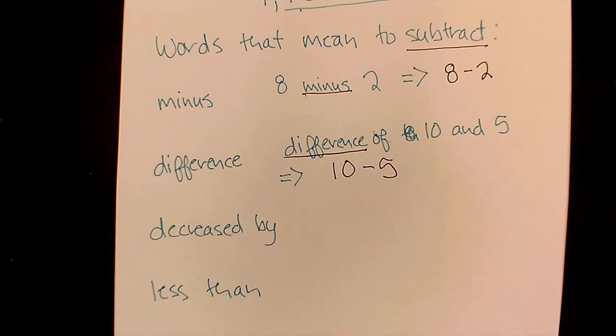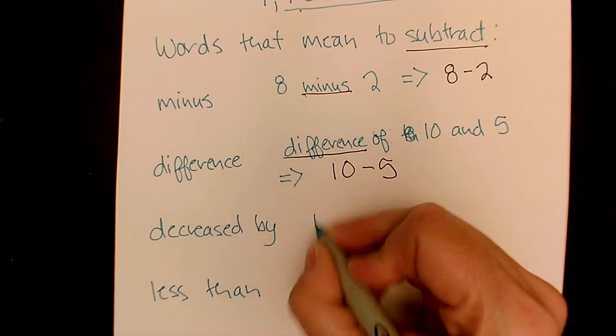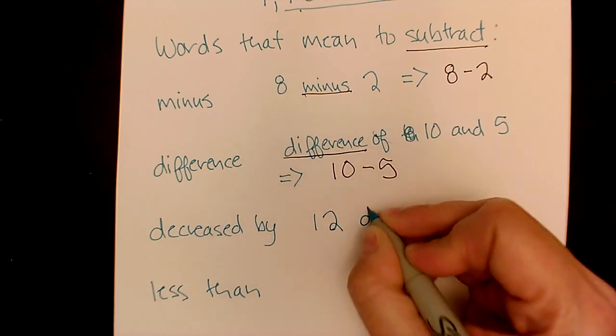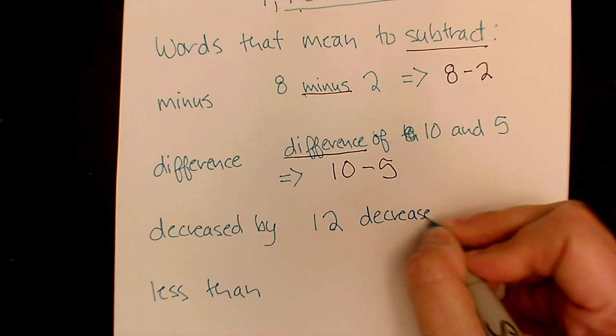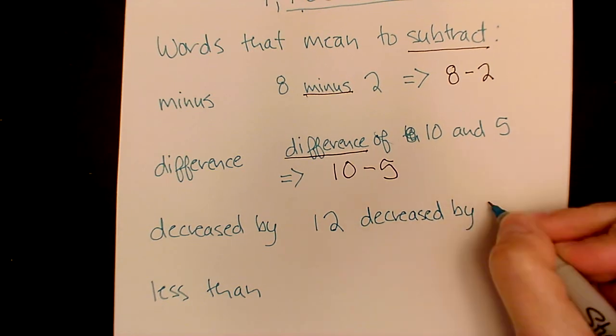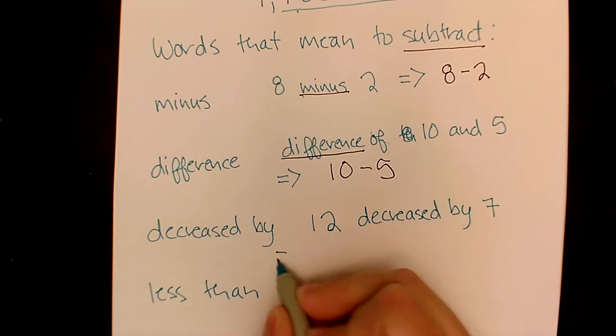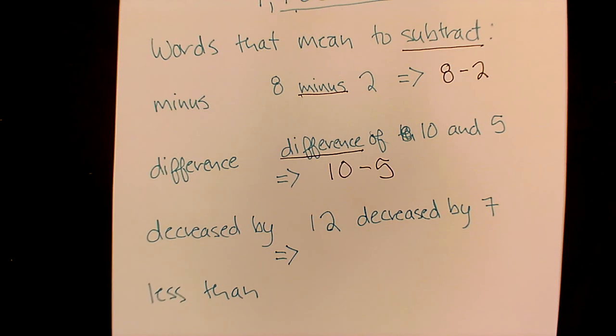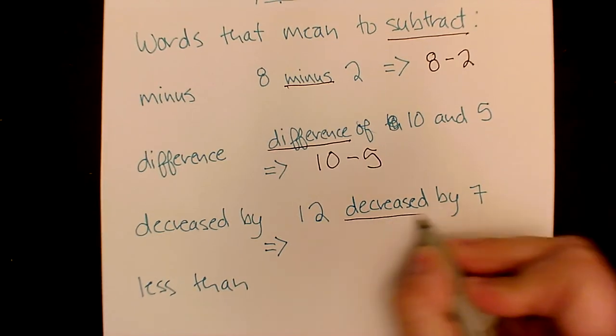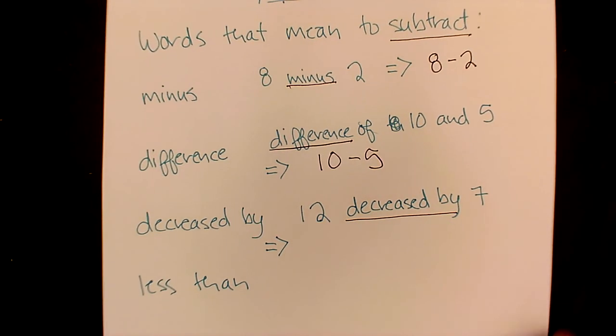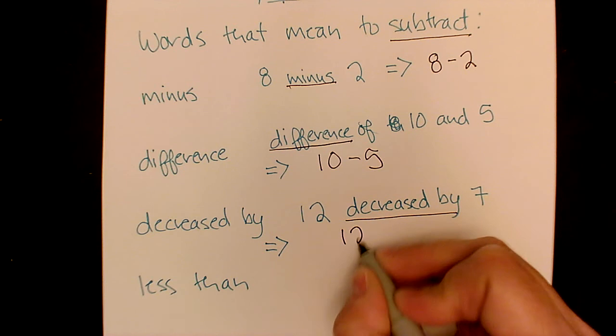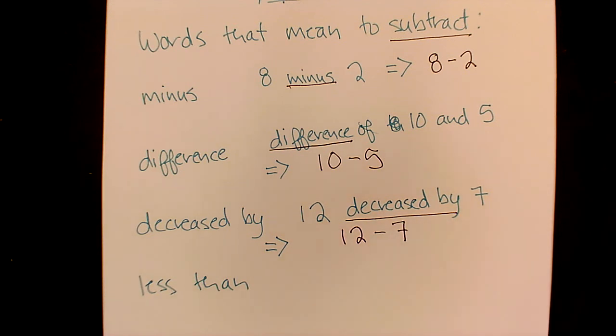Okay, decreased by also means to subtract. So I might have something that says 12 decreased by 7. Okay, again, we're just writing left to right. 12 decreased by 7. Decreased by means to subtract, so it's just 12 minus 7.